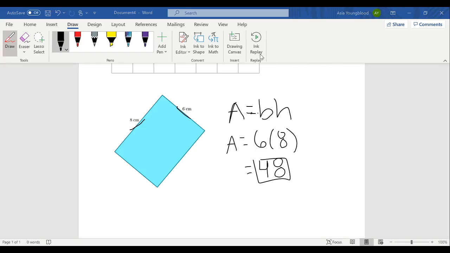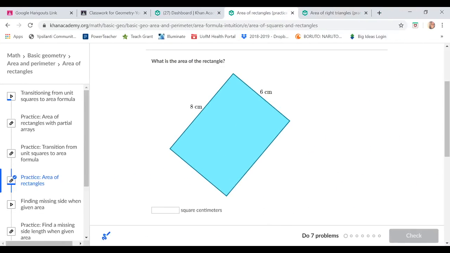So let me go back to our other screen. 48. And the reason the answer is in square centimeters is because this dimension is centimeters, this dimension is centimeters, so the units are square centimeters. That's where the centimeters comes from.